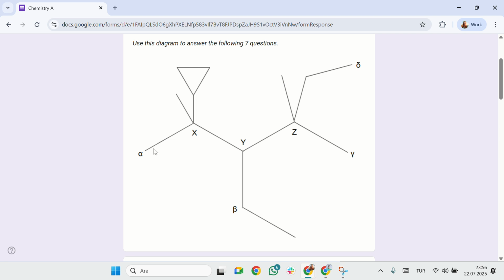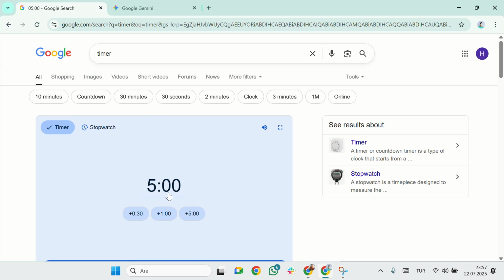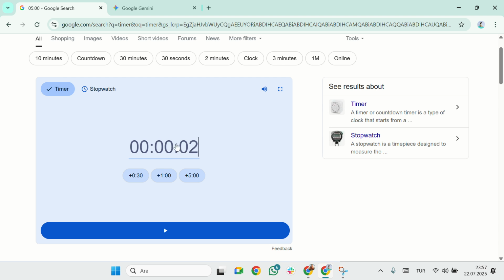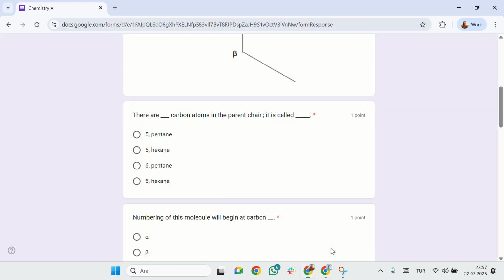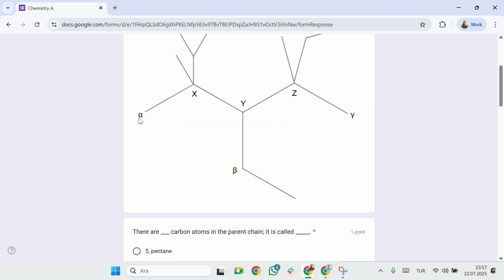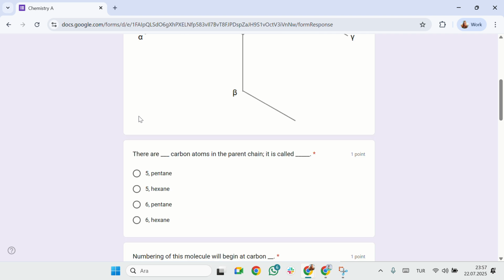Okay, let's see. This seems like a single type of molecule. There are blah blah carbons in the parent chain. Oh, I forgot to set my timer. Let's set this first. Okay, let's go back to this. There are blah blah carbon atoms in the parent chain, and it is called something something.